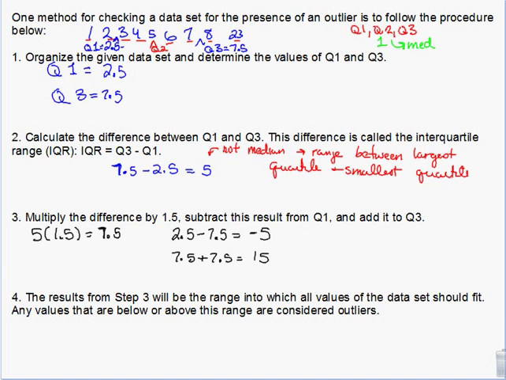I take this IQR, I do IQR times 1.5. Then I subtract it from Q1 and I add it to Q3. Hold on. Up here I did Q3 minus Q1. That gives me the interquartile range. And then I take that and multiply it by 1.5. Then I subtract it from Q1 and add it to Q3. I'm trying to find the outliers. So I need to find data on either side, where anything past that is an outlier.